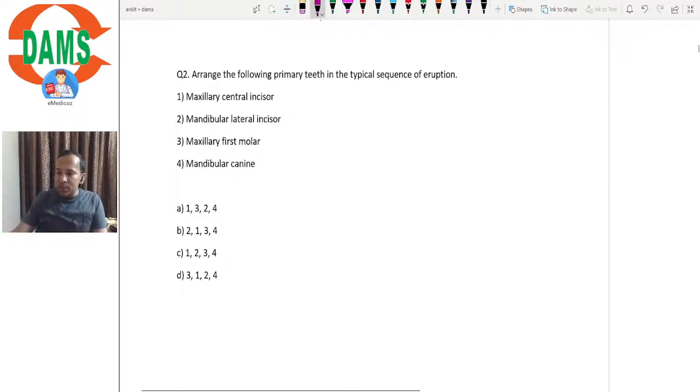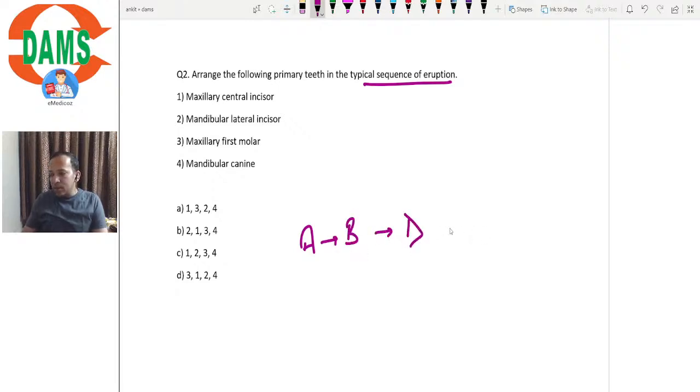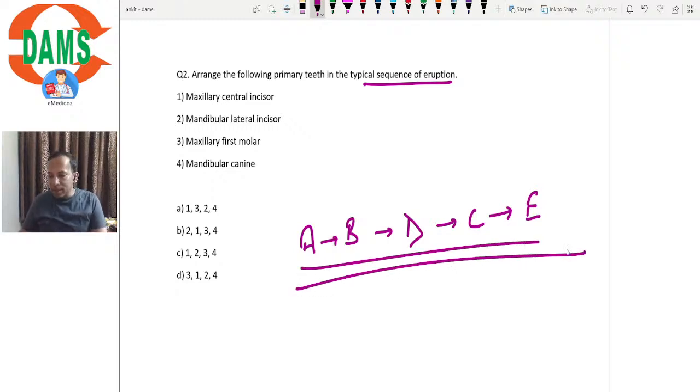The next question is, arrange the following primary teeth in typical sequence of eruption. So what is the sequence of eruption of the primary teeth? Which is the first primary tooth to erupt? It is the central incisor, isn't it? Followed by which tooth erupts after central incisor? Lateral incisor. Then you will have the first molar, then canine, and finally the second molar, right?